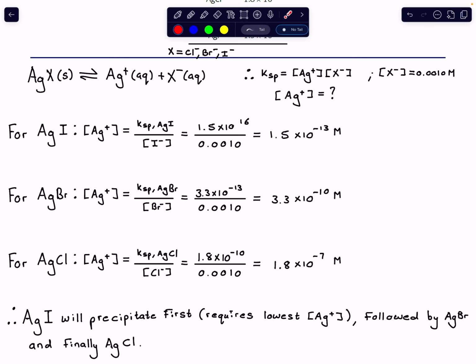All right, and that's the main idea here: you can use the KSP value to determine the concentration needed to precipitate these. And then you can fractionally precipitate them, meaning precipitate the one after the other, because the one needs a different concentration to the other. So this one will precipitate first, followed by that one, followed by that one.